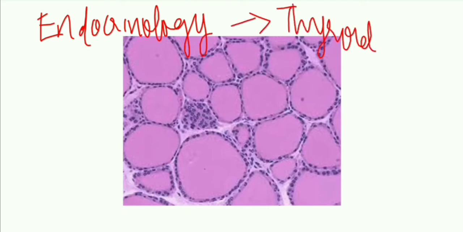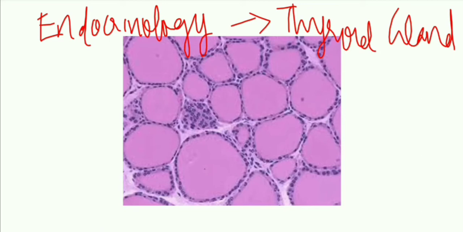Hi everyone, so we are learning endocrinology, and the topic we are going to learn is thyroid gland. So you can see the picture.